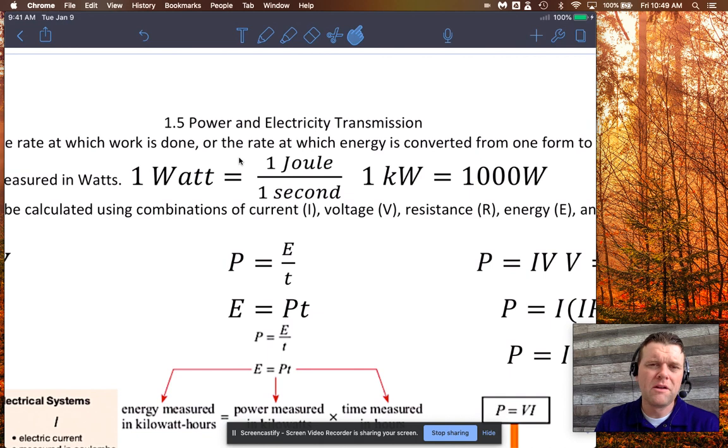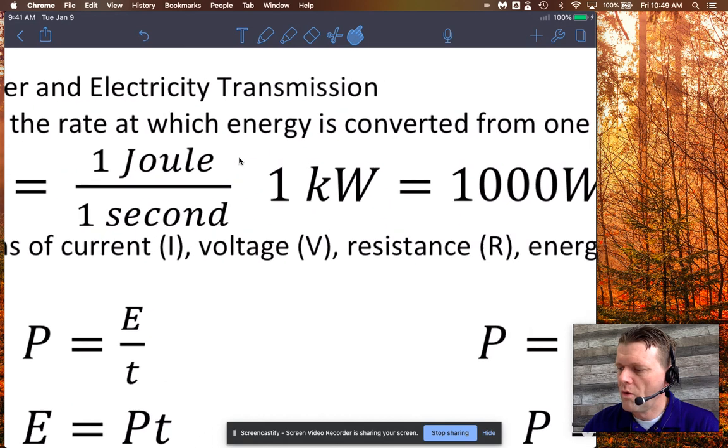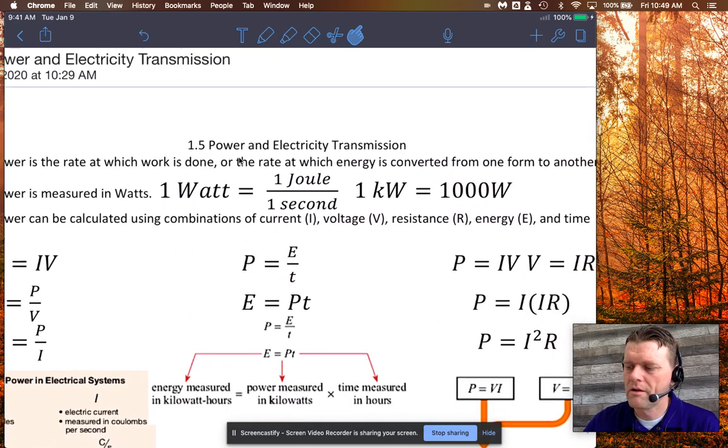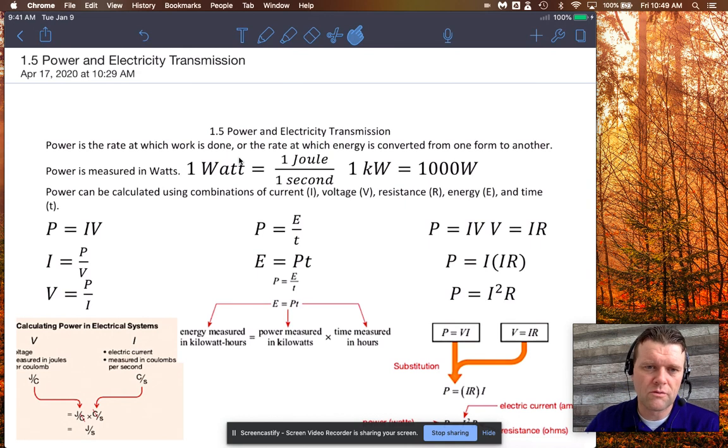And be ready for some prefixes. None of them are too crazy. Again, if you don't remember them, look them up. 1 kilowatt is equal to 1,000 watts. That's the very common prefix that we use.